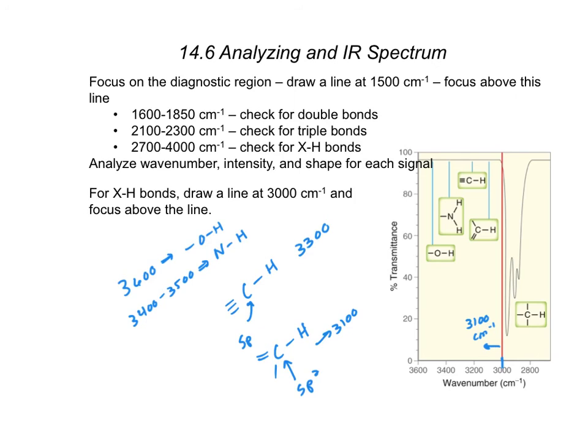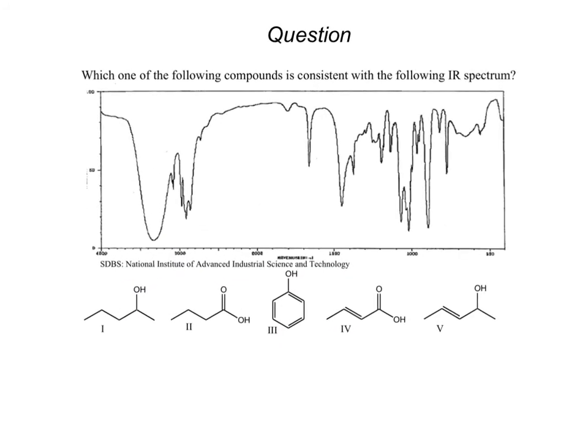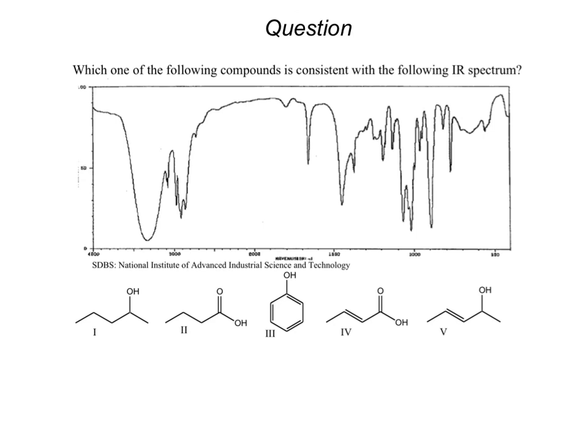All right, so with that, I'm going to give you a spectrum, and I give you a range of molecules with which this spectrum could correlate. I want you to tell me who the actual correct molecule is. The spectrum is from one of these. I want to know which one it is.